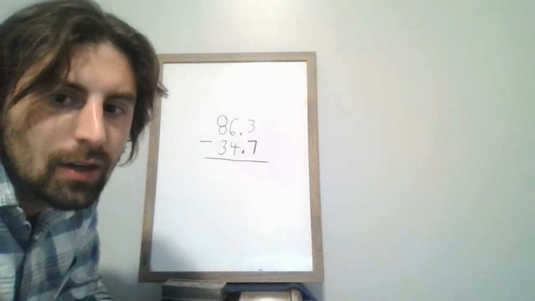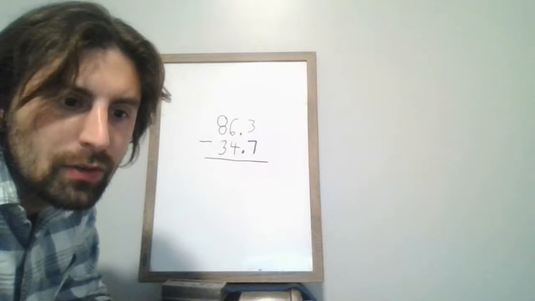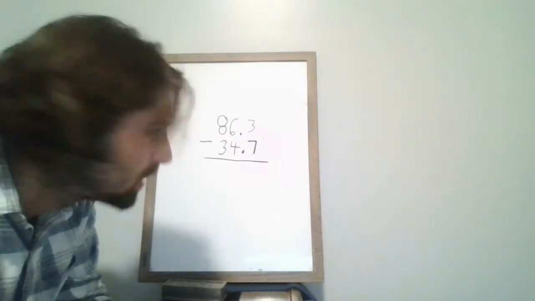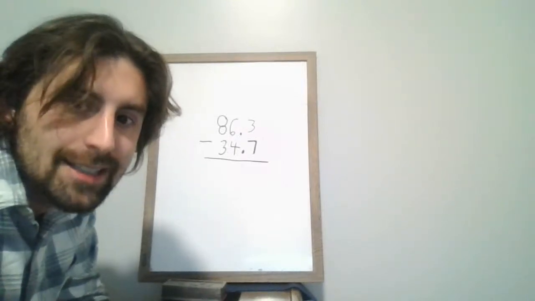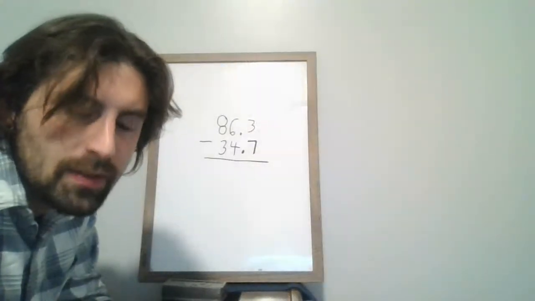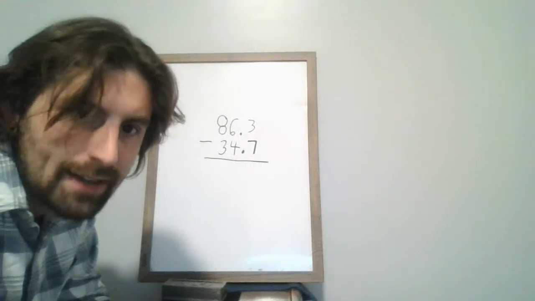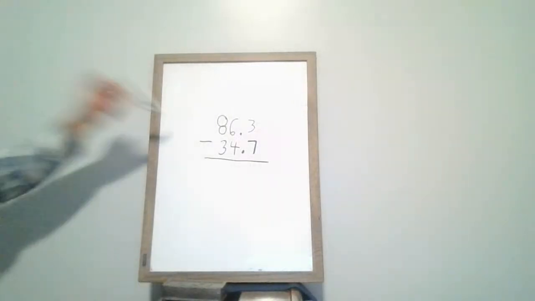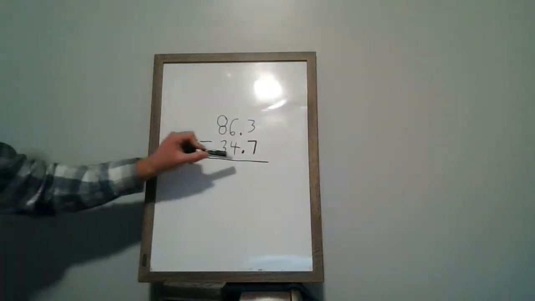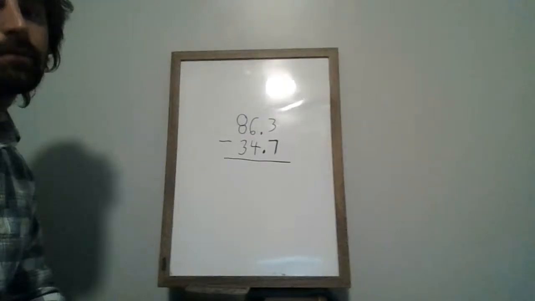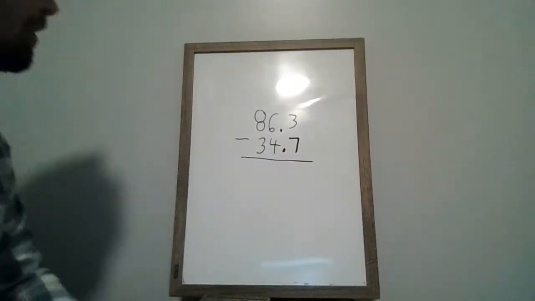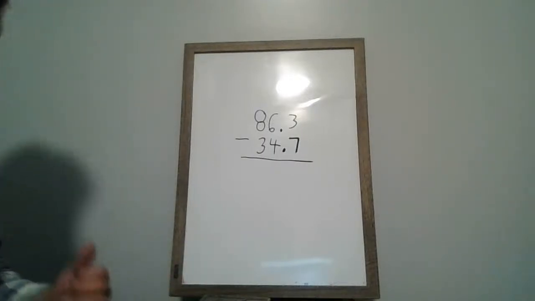So this video is going to be a review of some of the problems in the grade 5 classwork. It's not the exact same problem, but it's the same type of problem. This video will focus on subtracting decimals. I have a decimal here: 86 and 3/10 minus 34 and 7/10. Again, it's not the exact same problem on the 5th grade classwork, but it's solved the exact same way.